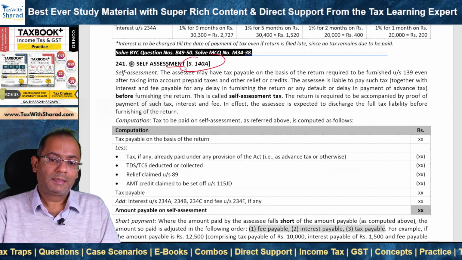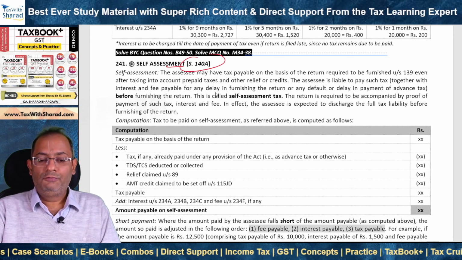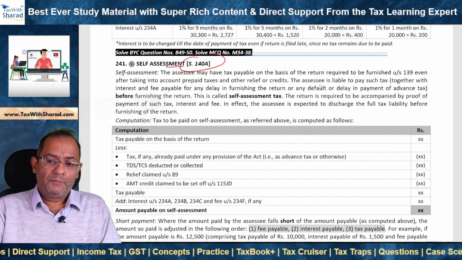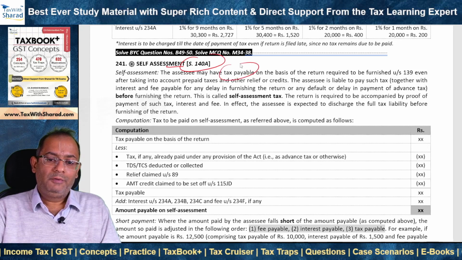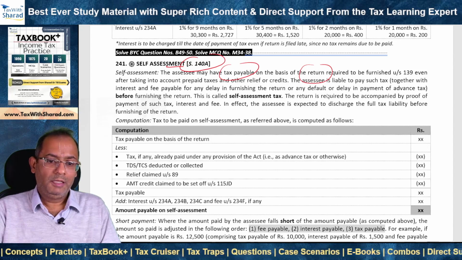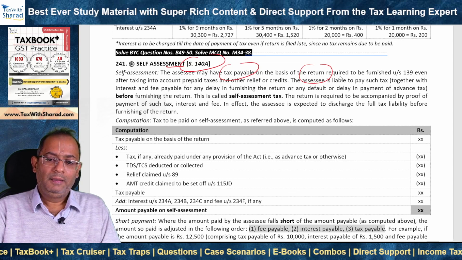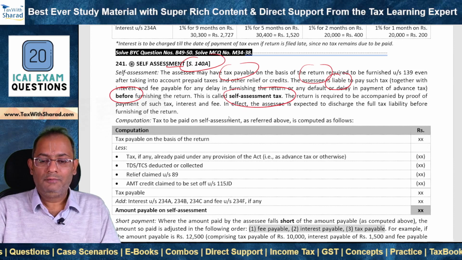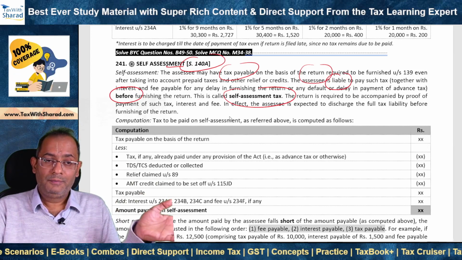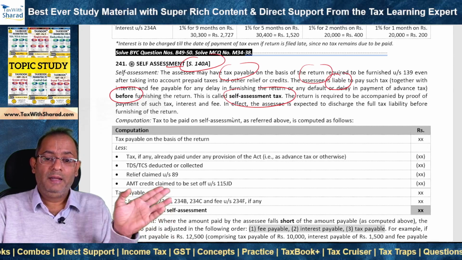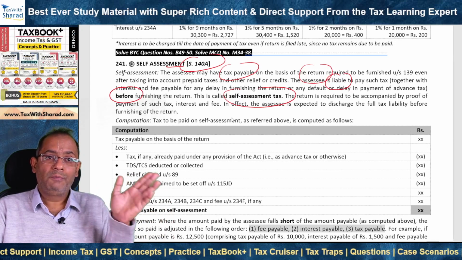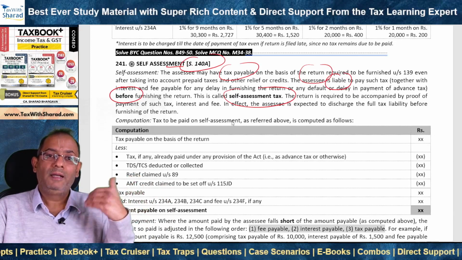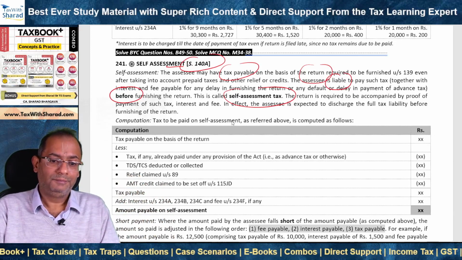So self-assessment tax provisions are contained in section 140A, and this is something that we would have studied. The assessee may have tax payable on the basis of the return which he is required to furnish, right? And the assessee is liable to pay such tax before furnishing such return, and this is called self-assessment tax. So when the earlier return was furnished, the assessee would have paid self-assessment tax. The assessee would have computed his tax liability or self-assessed his liability to tax and paid that amount at the time of furnishing the earlier return.